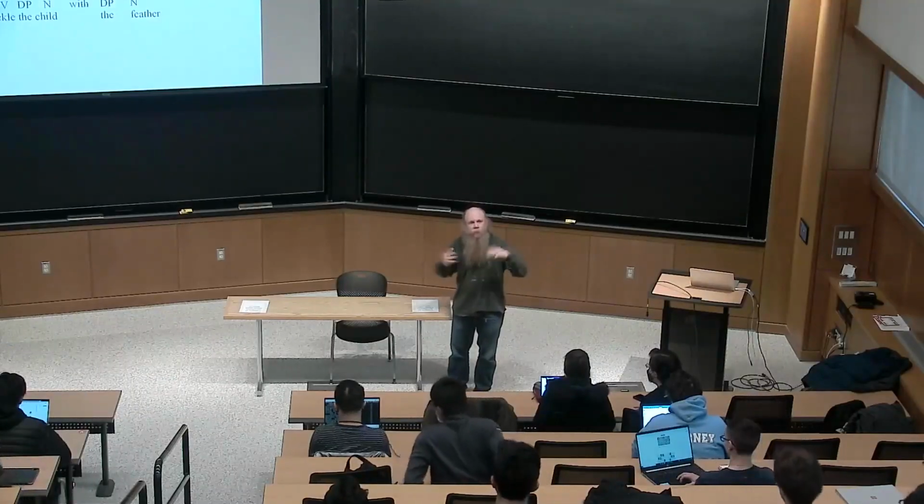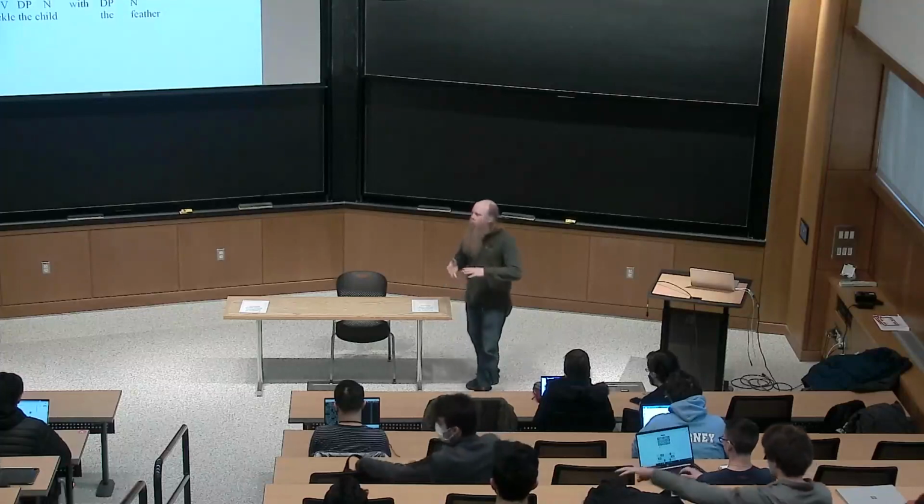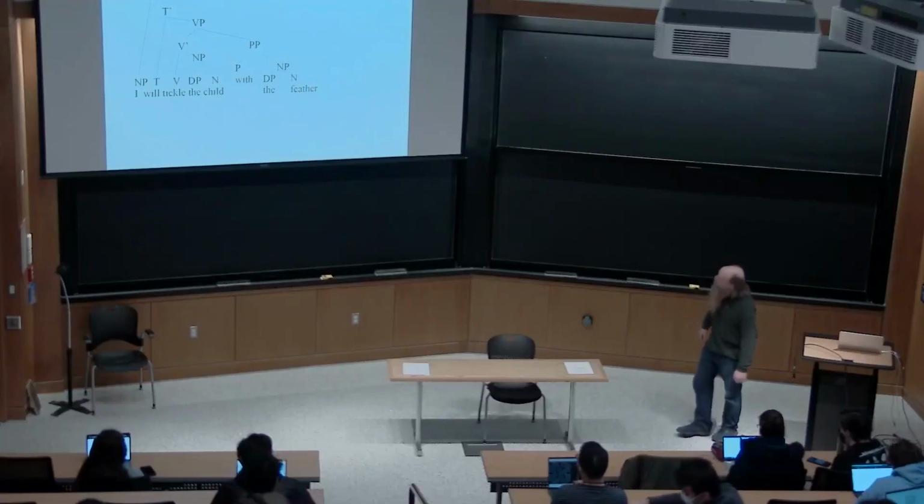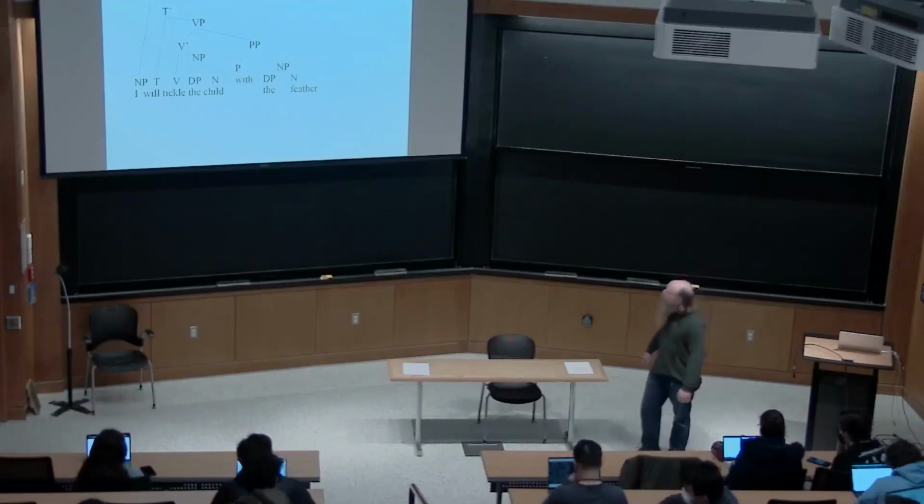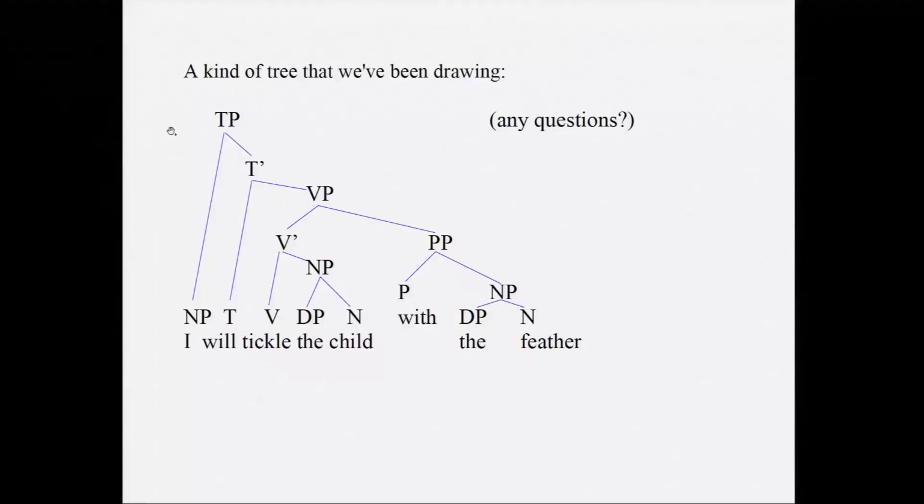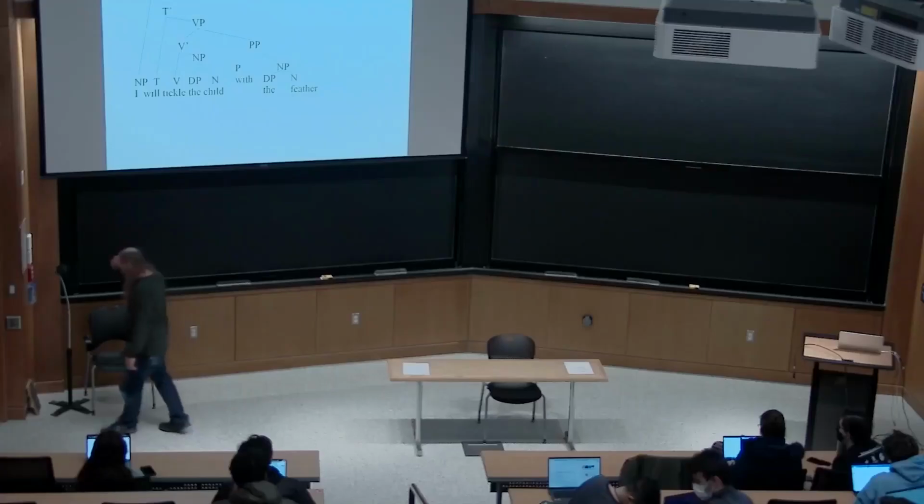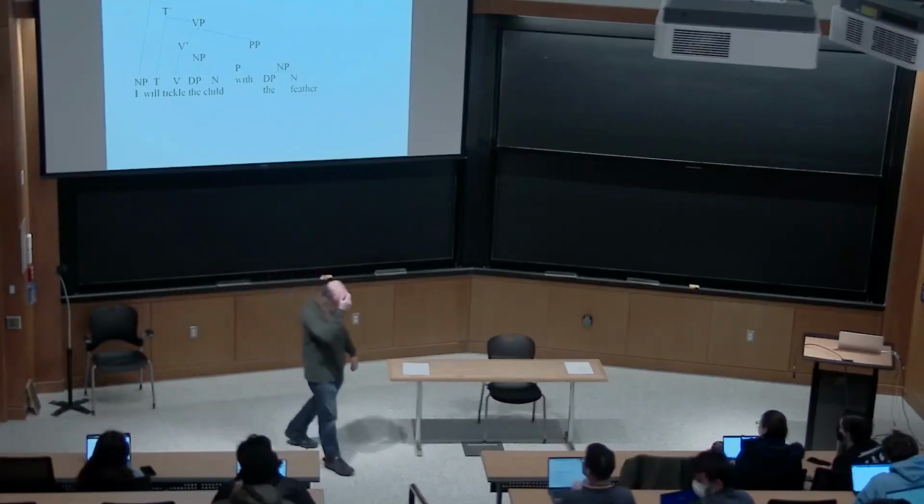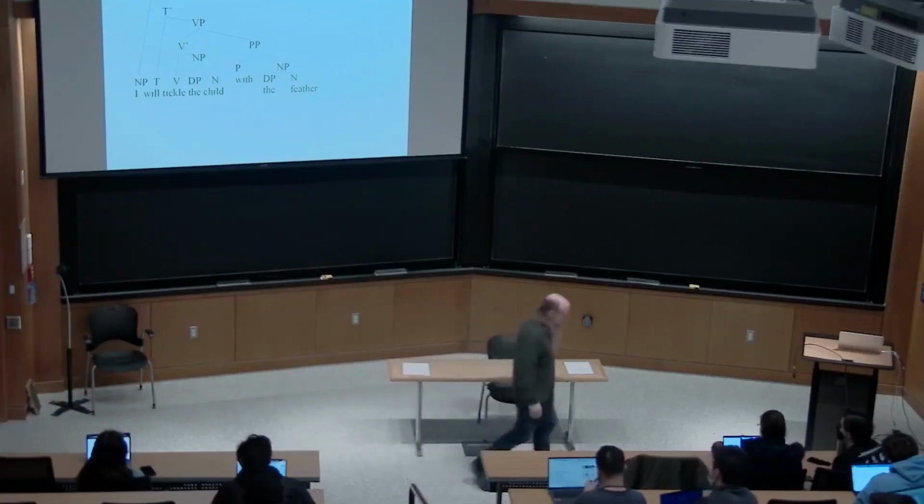Okay, so I just wanted to start with some review, just to remind everybody where we were. We were drawing trees like this one. So here's a tree for "I will tickle the child with the feather." It's a tree that has various kinds of information in it, including substrings that we think are treated as constituents for various kinds of syntactic phenomena.